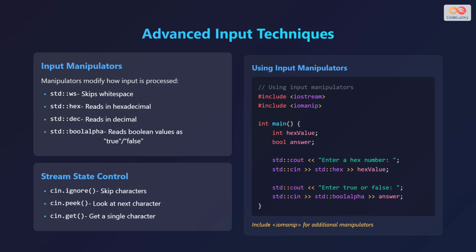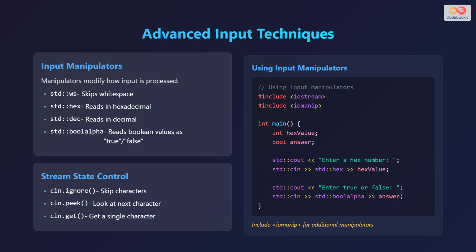In addition to manipulators, C++ provides stream state control functions that allow us to further manage the input stream. These include cin.ignore, which skips characters, cin.peek, which looks at the next character without extracting it, and get, which gets a single character from the input stream.